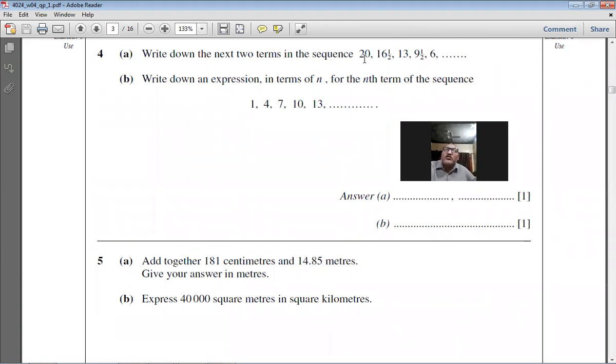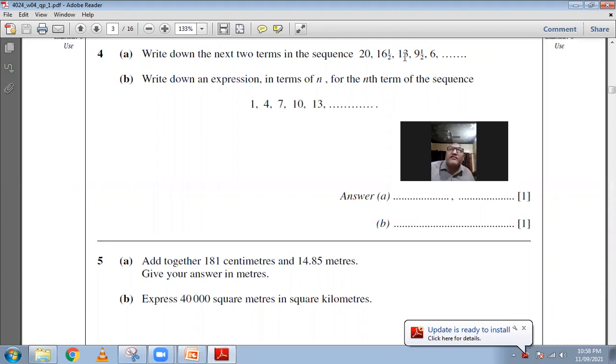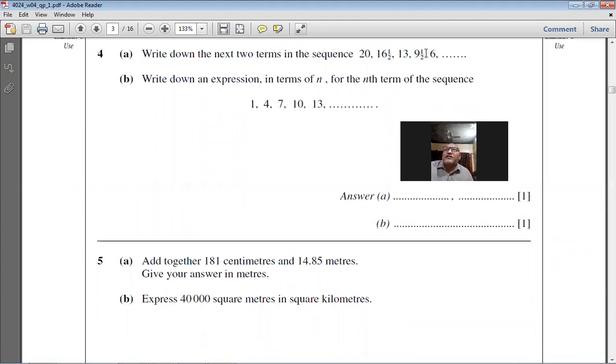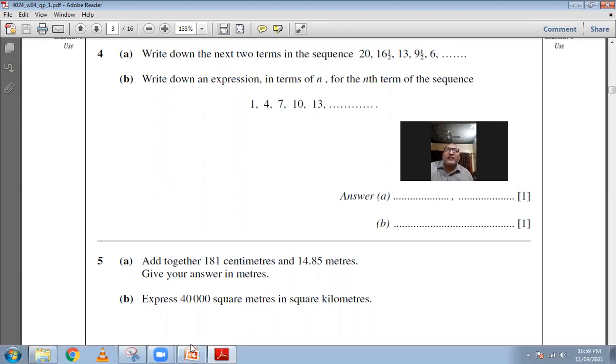So if you pay attention, you will come to know that from 20, we have subtracted 3.5, and from 16.5, I've subtracted 3.5, and from 13, we have subtracted 3.5 again, and then we have subtracted again 3.5, so you get 6. And so it means that from every term, we subtract 3.5 and we get the next term. Okay, so if you want the next term, it will be 6 minus 3.5, and it will be, let me show you.